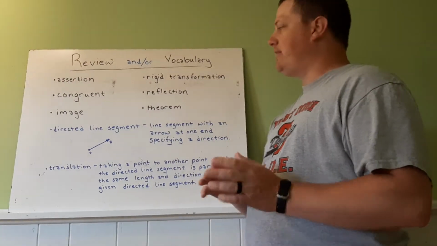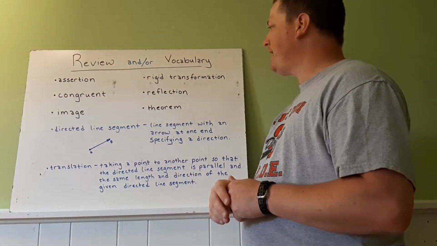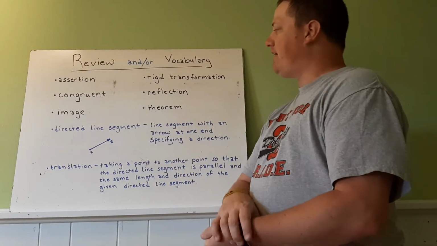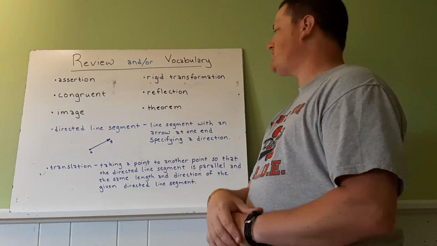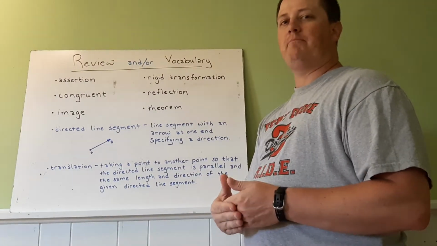Reflection is the ability to move something across the line, kind of like a mirror. Image is the new figure after you've done a transformation. And then a theorem is something that has been proven mathematically.